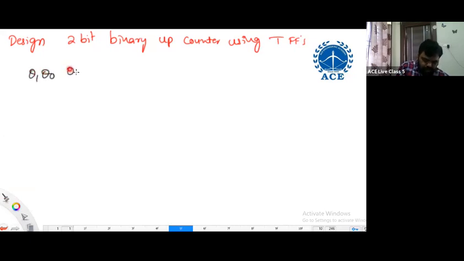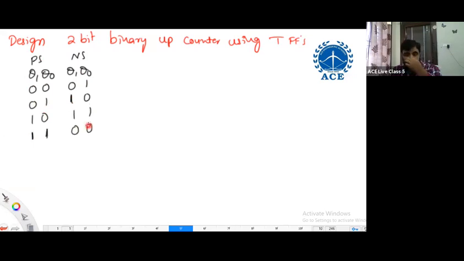Q1, Q0 present state, Q1, Q0 next state. 0, 0 to 0, 1; 0, 1 to 1, 0; 1, 0 to 1, 1; 1, 1 to 0, 0. What is this? Up counter, because 0 to 1, 1 to 2, 2 to 3, 3 to 0 again.